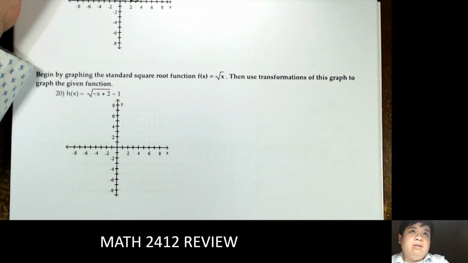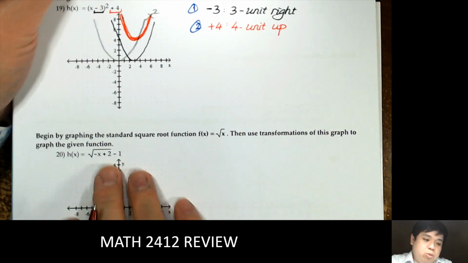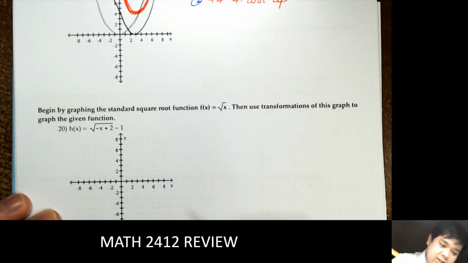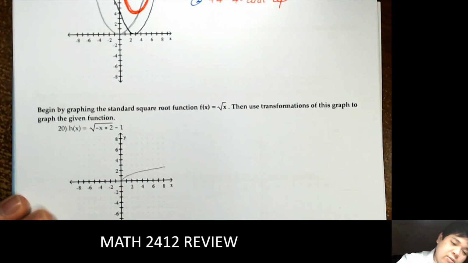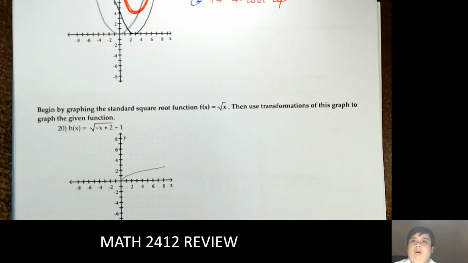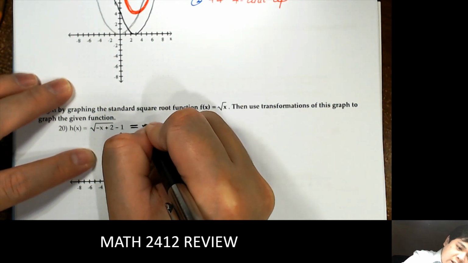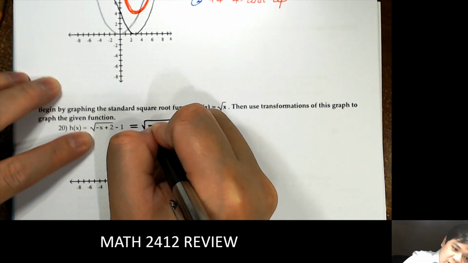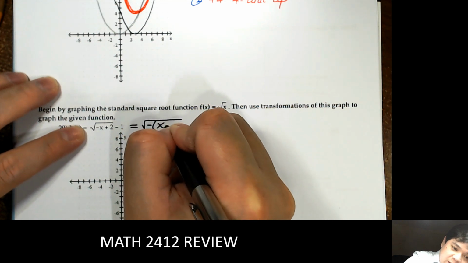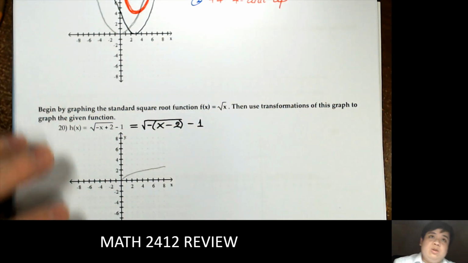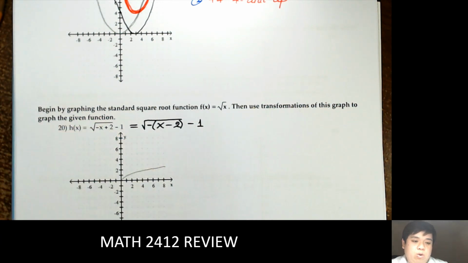Right. Next we have this function, which is a little bit tricky. We have square root of x, and we transform from that function. I will rewrite this a little bit. I will factor out the minus. So this is what we have, the square root of x.